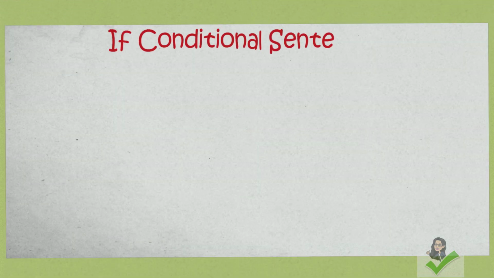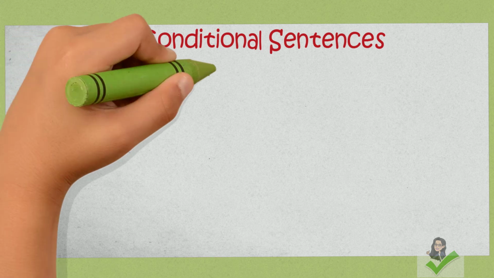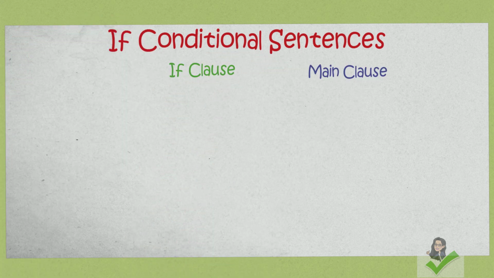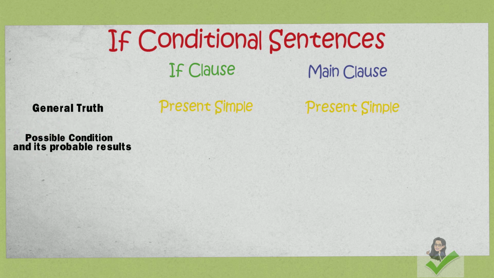Let's just wrap up. The if conditional sentences contain 2 clauses, if clause and main clause. If you want to refer to a general truth, use present simple tense in both clauses. If you want to refer to possible condition and its probable result, use the present simple tense in the if clause and the future in the main clause.